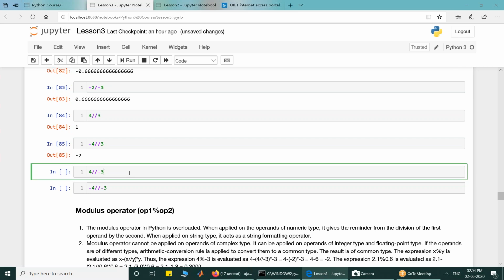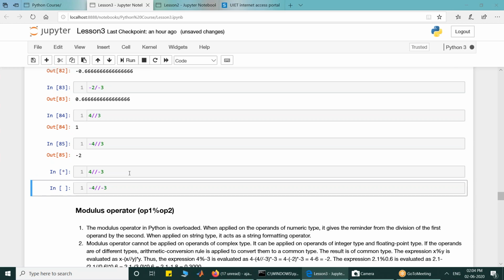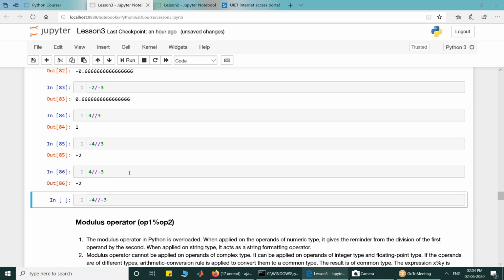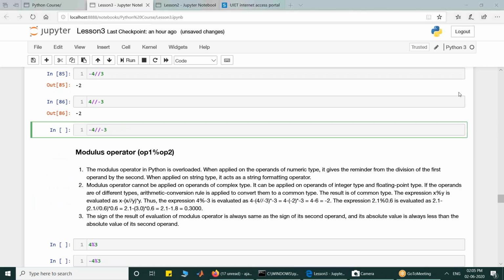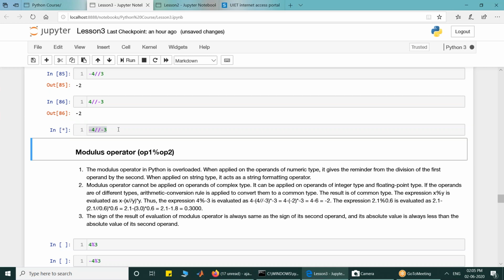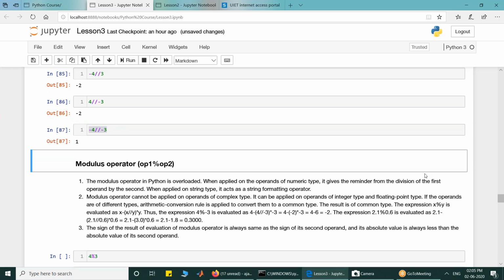Similarly, 4 by minus 3 comes out to be minus 1.333, and floor of that comes out to be minus 2. And students, tell me on the chat box quickly, what is the outcome of minus 4 floor division operator minus 3? Yes, because both of them are negative, the result is going to be positive. 4 floor division 3 comes out to be 1.333, and its floor comes out to be 1. I hope all of you have told me that it comes out to be 1 without executing it.